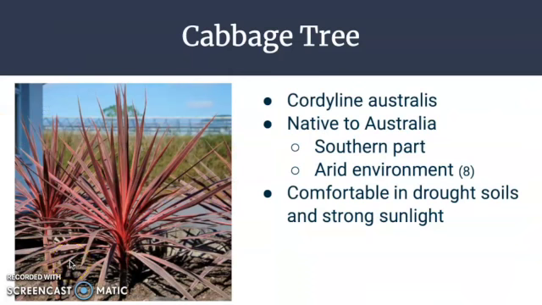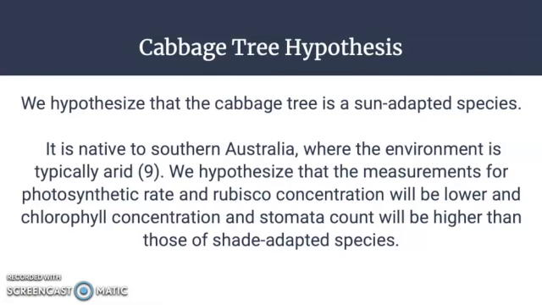Our unknown plant is the cabbage tree. This tree is a palm-like subtropical tree with sword-like dark red leaves. It thrives in deep, fertile, and well-drained soils. It's native to Australia, so it is also viable in a drought climate and in parts that border the cooler parts of the country. We hypothesized that the cabbage tree is going to be a sun-adapted plant species because it's native to southern Australia, which means it most likely receives abundant sunlight.